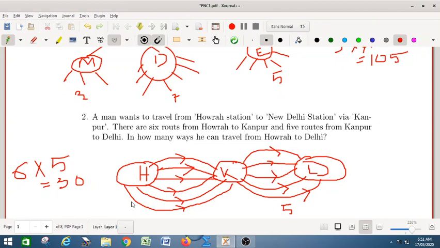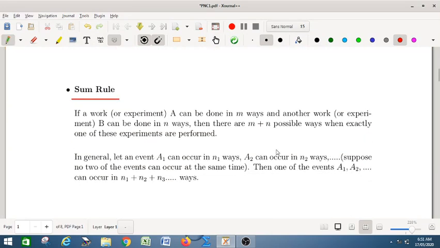That is, both the works are happening simultaneously. So these experiments are performed simultaneously. That is why the multiplication rule has been applied. So clear? How will you apply the multiplication rule? Now let us go to the sum rule.